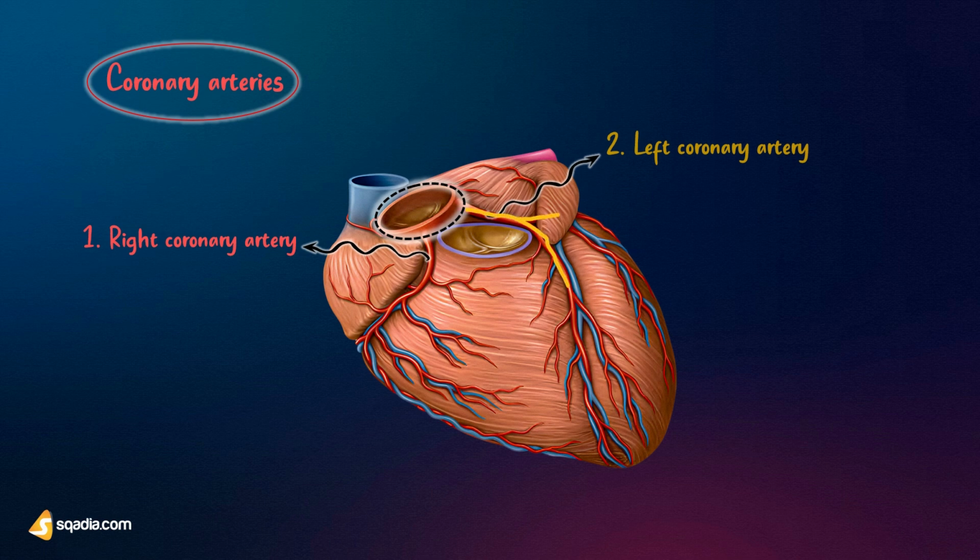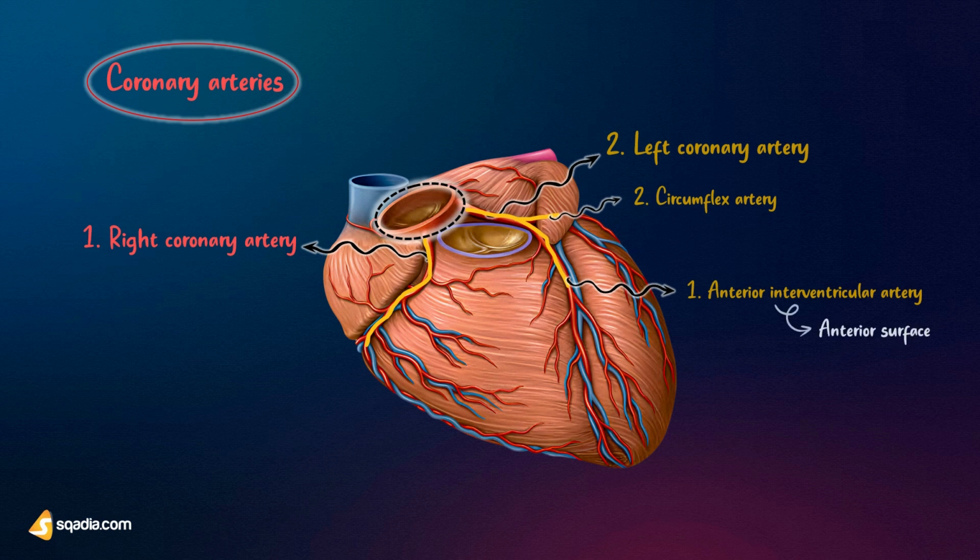The left coronary artery runs toward the left side of the heart, whereas the right coronary artery runs toward the right side. The left coronary artery then divides into the anterior interventricular artery and the circumflex artery. The anterior interventricular artery is also known as the left anterior descending artery. It supplies blood to the anterior walls of both ventricles and to the interventricular septum, whereas the circumflex artery supplies the posterior walls of the left ventricle and the left atrium.